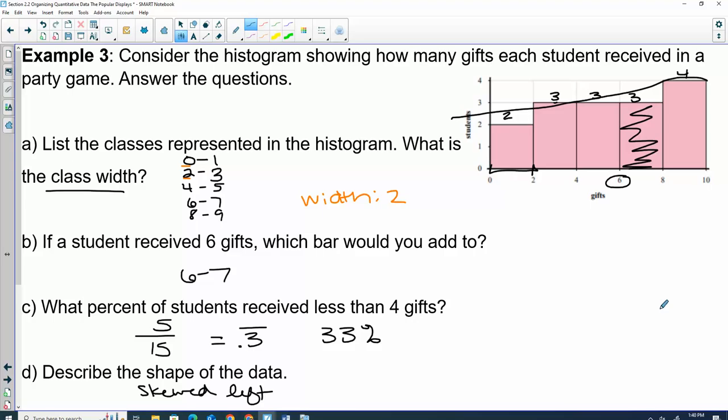Would it not be, why did you think five people got less than 4? So remember, this bar is everything. This is like 0 to 1 gifts, 2 to 3 gifts. So all of those people got less than 4. I looked at it the wrong way. Oh. I maybe should have clarified that before I had you do those questions. All right, is that one okay?